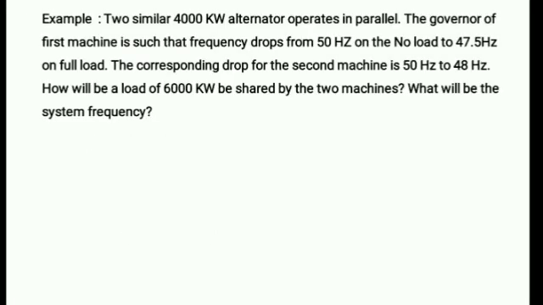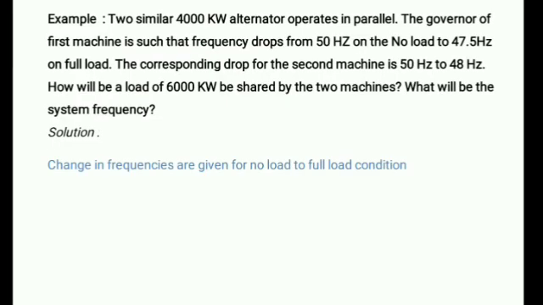Now take an example. Two similar 4000 kilowatt alternators operate in parallel. The governor of the first machine is such that the frequency drops from 50 Hz at no load to 47.5 Hz at full load condition. The corresponding drop of the second machine is from 50 Hz to 48 Hz. Now we have to find out how the load of 6000 kilowatt will be shared by both the alternators, and at that time what should be the system frequency.